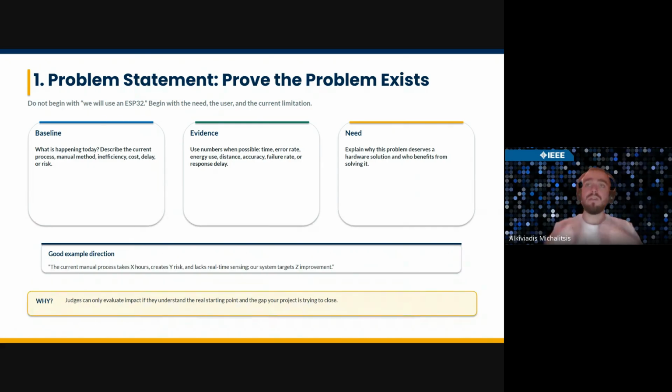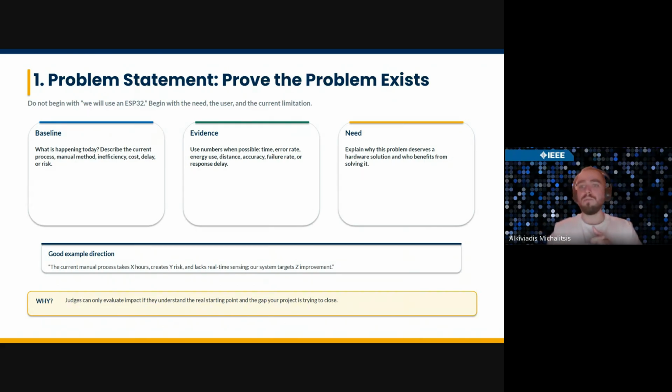Of course, for something we say, we should have evidence. Regarding the evidence, we would prefer if you use some kind of statistics and numbers. So if possible, we would like you to give us the time spent, time needed for the manual process before your creation is implemented, the error rate of this procedure before your implementation, the energy used if we have this kind of example, the distance, accuracy, failure rate, or response delay, etc.